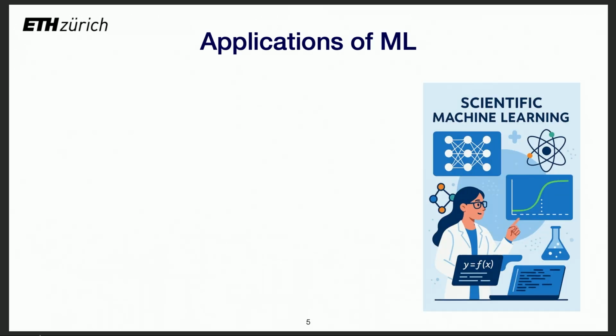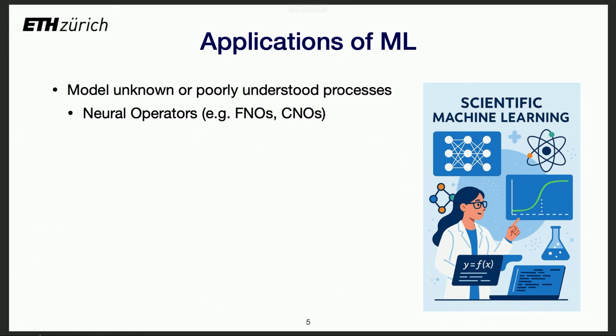Now, I mentioned that I would discuss some applications of machine learning in geodynamic modeling. Of course, Professor Mishra yesterday gave a very nice talk about different applications that machine learning can have in scientific simulation and numerical modeling. But I'll just go over a few for this specific context. One prospect is to model unknown or poorly understood processes, for example, with neural operators, which is the type of models that Mishra talked about yesterday.